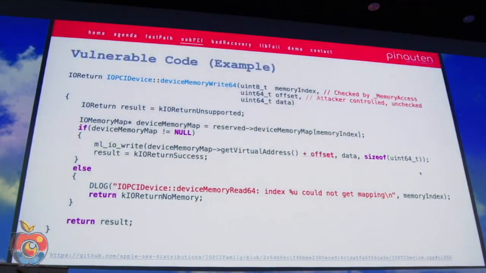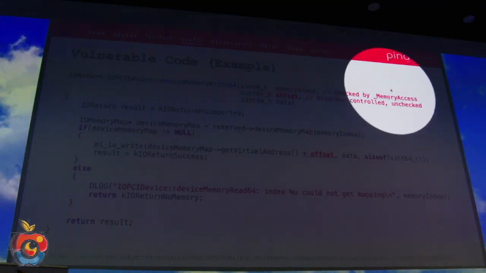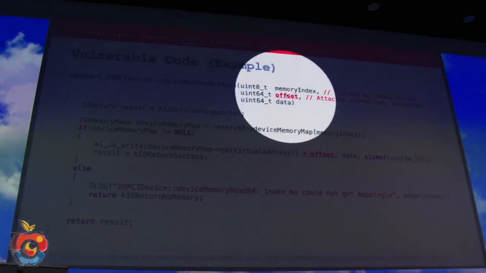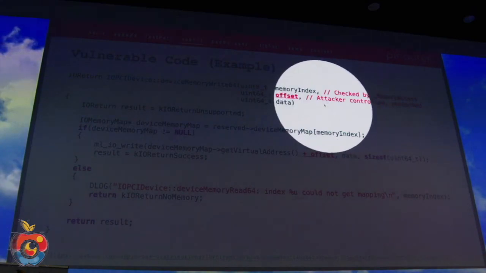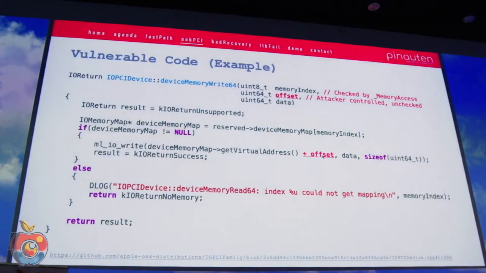And yeah, the thing is, the memory index is checked by a function called memory access, because we have to go through this memory access function. We cannot directly call this one. But the offset itself is not checked. It's not checked in memory access, and so it's fully attacker controlled, and it's 64 bits. As you can see here, there are no checks to the offset, and we just directly take the virtual address of that mapping and add the 64-bit offset to it. There are no checks to make sure that the offset is actually within our mapping.